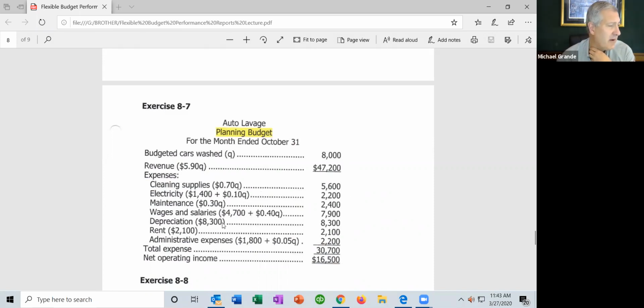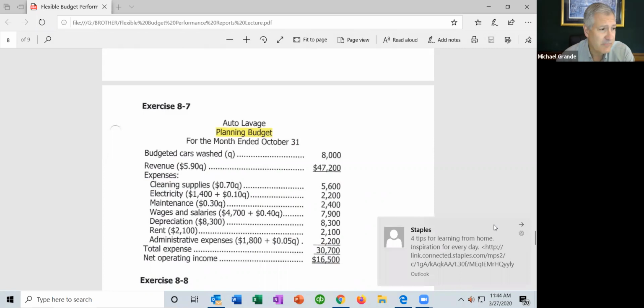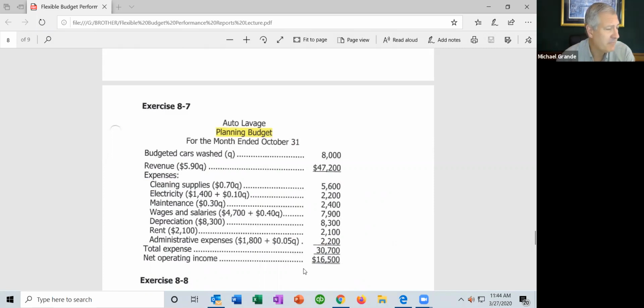Here's an example of a fixed cost. There's the rent, $2,100 per month. Just drop in $2,100. That's the planning budget. Based upon their estimated level of activity, 8,000 cars, they expect to have net operating income of $16,500.